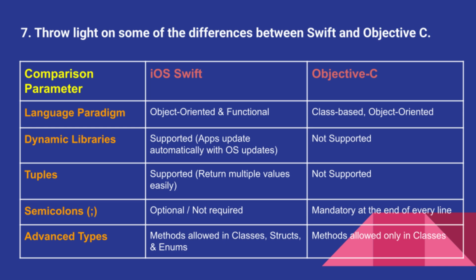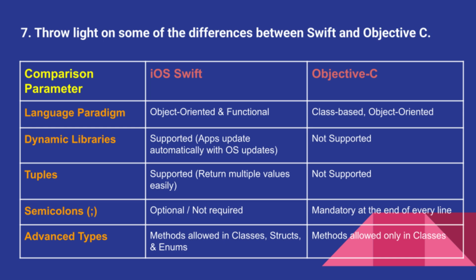Objective-C historically relied on static linking. Third, Swift introduces modern data structures like tuples. This lets us group multiple values together quickly, allowing functions to return multiple values without needing to wrap them in a custom class or struct. Objective-C simply doesn't support this. Fourth, from a syntax perspective, Swift completely drops the mandatory use of semicolons, which removes code clutter. In Objective-C, missing a semicolon means a broken build.